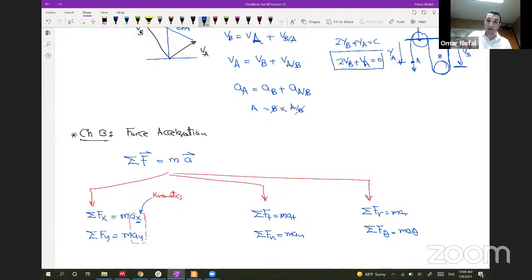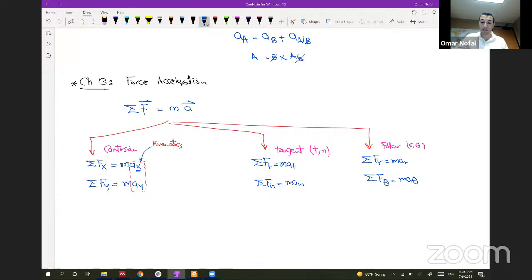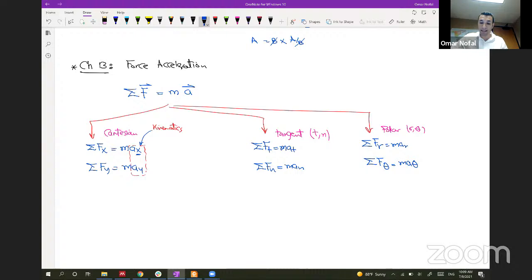And so this is Cartesian, and this is tangent, and this is polar, r and theta, t and n. And for this, you should be careful if you are dealing with forces. You should understand all types of forces and how they act. So if you have an inclined surface and you have a body that is moving on the surface, attached with a certain spring like this, and this body has a force P acting in this direction.